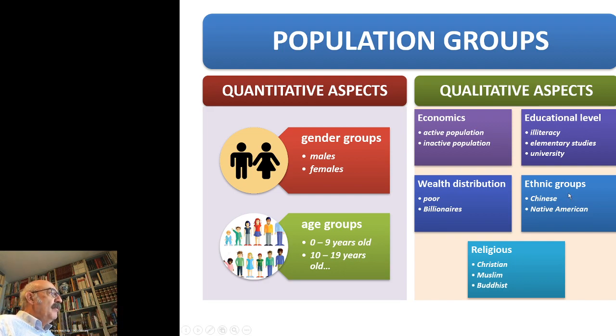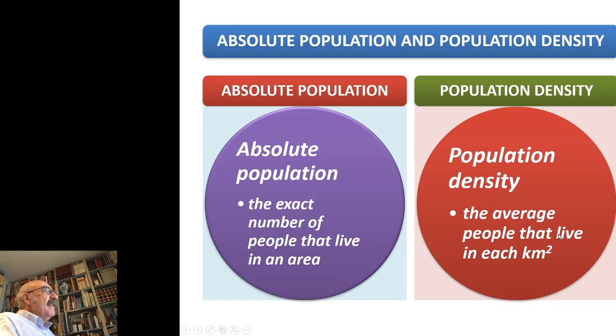Okay, ethnic groups are groups related to the beliefs, to the country of origin, and they could be Chinese, Native American, many people. Religious groups, according to your religion, if you are practicing any. So Christian, Muslim, Buddhist, atheists could be. Good. And this is interesting because this is the part that you have to work today and tomorrow.